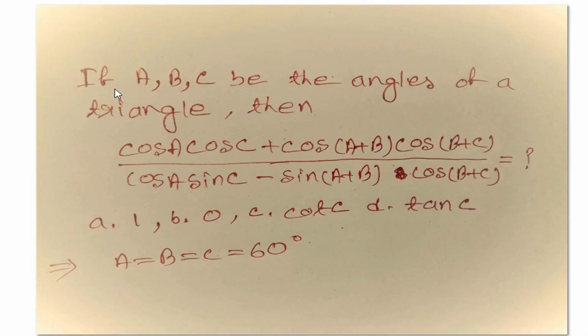Now this is our first problem. If A, B, C be the angles of a triangle, then what is the value of (cos A cos C + cos(A+B) cos(B+C)) over (cos A sin C − sin(A+B) cos(B+C))? And our four options are 1, 0, cot C or tan C.